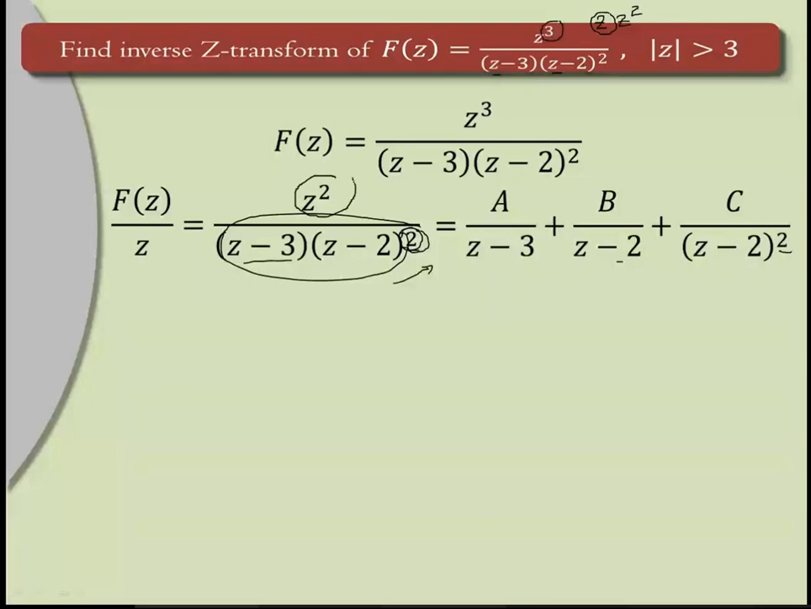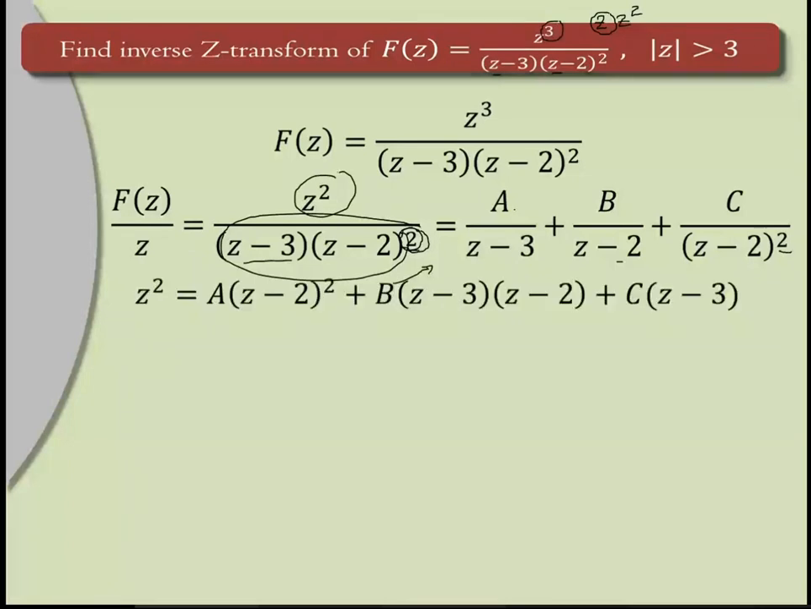Then z square becomes a into z minus 3. Z minus 3 gets cancelled. We get z minus 2 square plus b into z minus 2. One z minus 2 gets cancelled. So remaining term is z minus 3 into z minus 2, plus c into z minus 2 square term gets cancelled from both sides and we get z minus 3 only. Okay, just taking all this term to other side and then cancelling the terms, remaining terms will be the coefficients of this ABC.